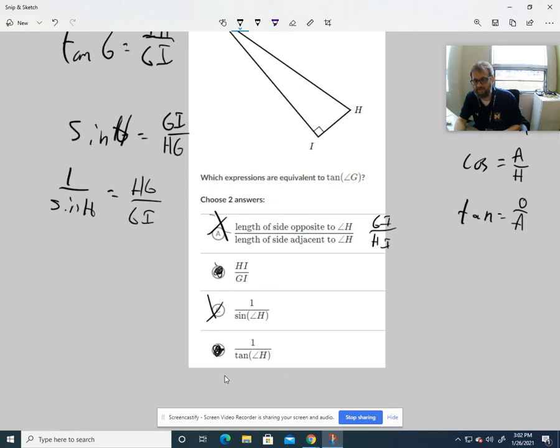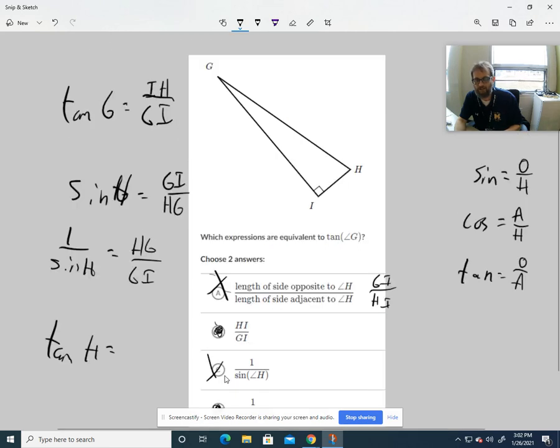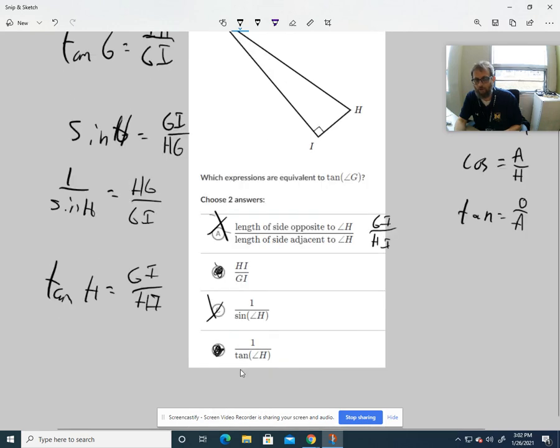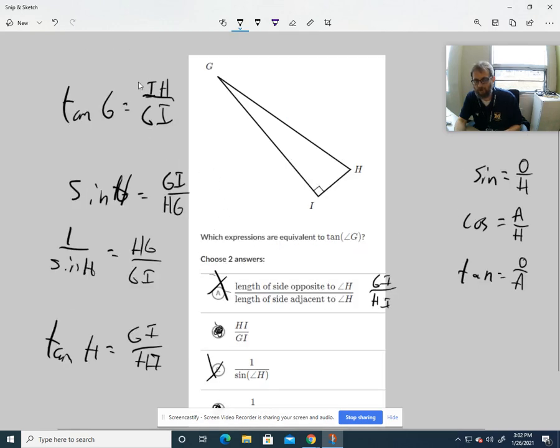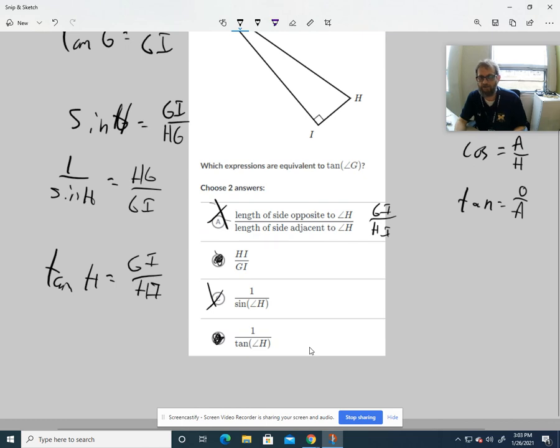So that must mean this is the answer. And it is, because the tangent of H would be just like what we put for here. The tangent of H would be GI over HI. And then 1 over means reciprocal. So it would turn it into this. So our answers are B and D.